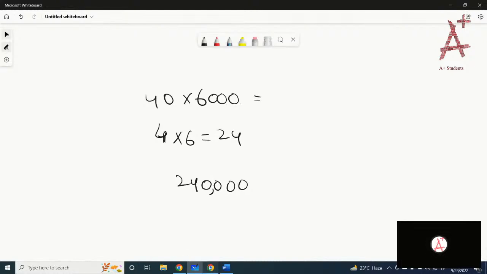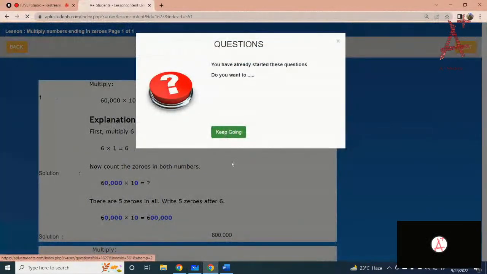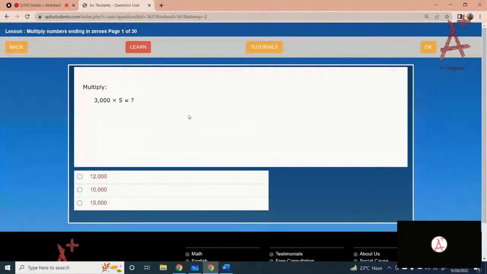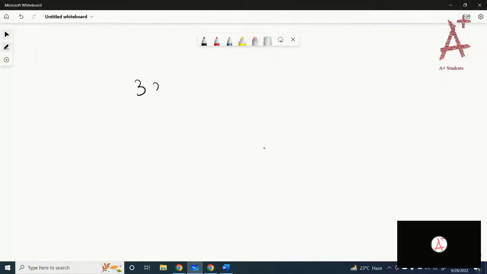Okay, on the top right corner, you have a test button. Let's just start with test so that we can do practice questions. Okay, let's start with the first one, 3,000 times 5. So just multiply the digits from both the numbers. 3 times 5 is 15. Very good. And only one number has the zeros. You have three zeros. Just add three zeros to the answer. So it makes 15,000. Got it?